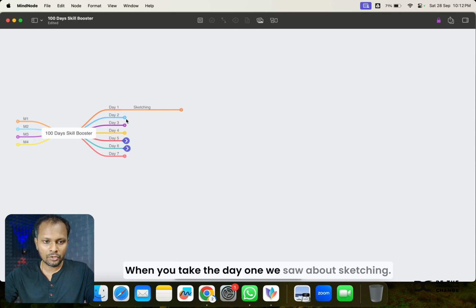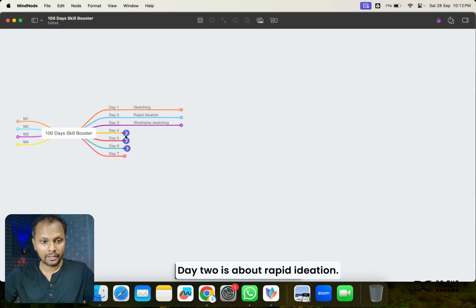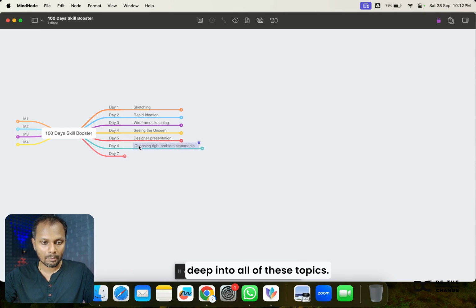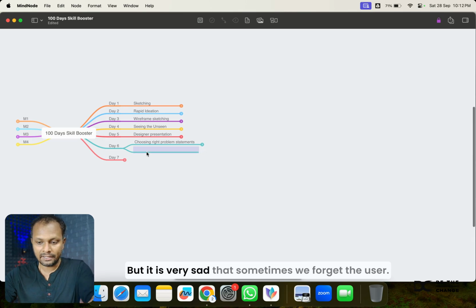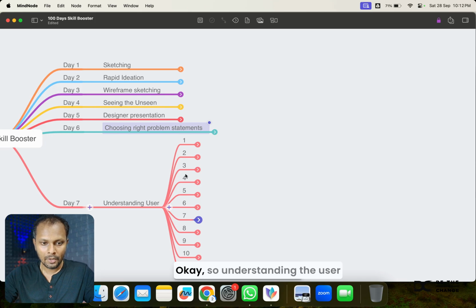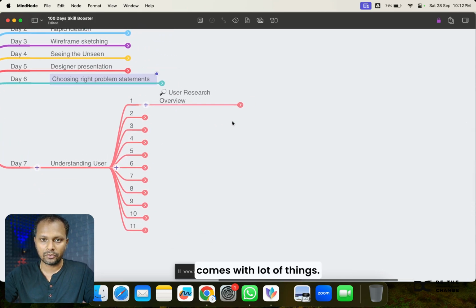On day 1, we saw about sketching. Day 2 is about rapid ideation. Day 3 is about wireframe sketching, seeing the unseen, a designer's way of presentation, choosing the right problem statement. In fact, we've been going very deep into all of these topics. But it is very sad that sometimes we forget the user. That is the most important thing. Understanding the user comes with a lot of things. I'm going to make a very nutshell presentation for you so that you can get it.